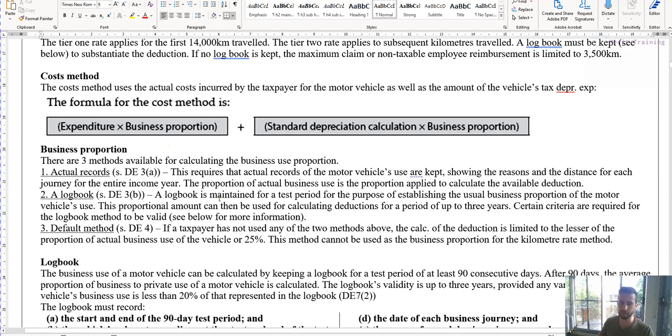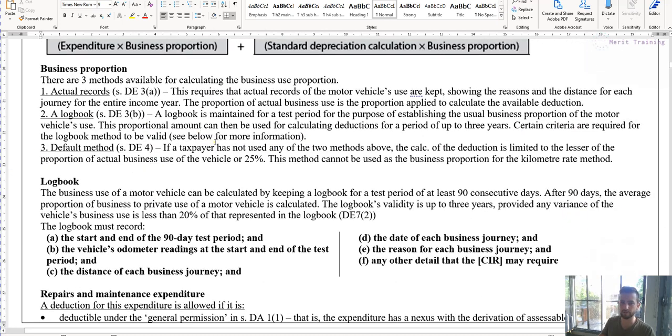So this is a book maintained for a test period, so you don't need to do it for the entire period like you do for actual records. You basically do it for a short period of time. And then within that period, called the test period, you can extrapolate that for a longer period, so you don't need to keep maintaining records. So you can do that for up to 3 years based on that limited test period, but we'll talk about the criteria needed to do that down below.